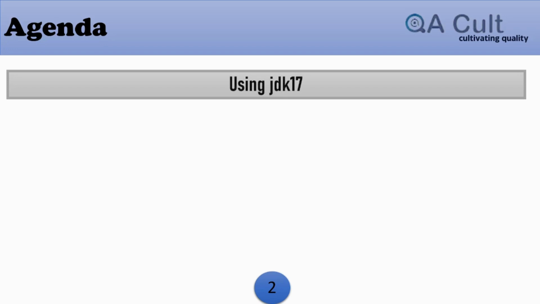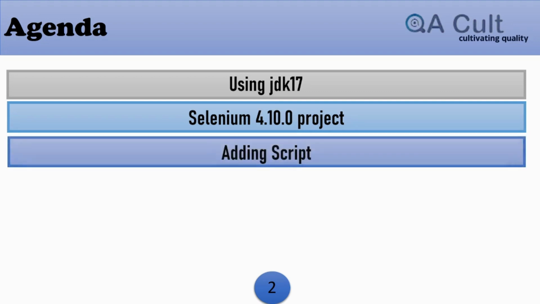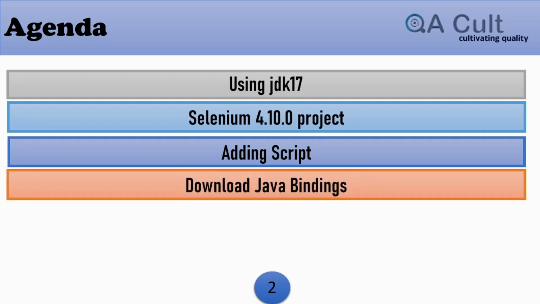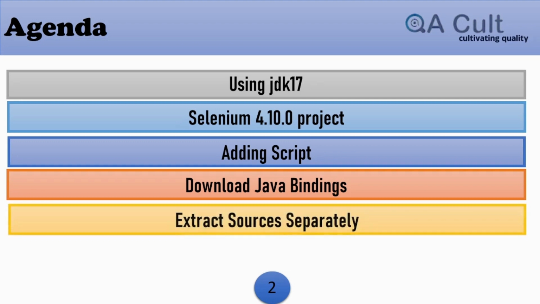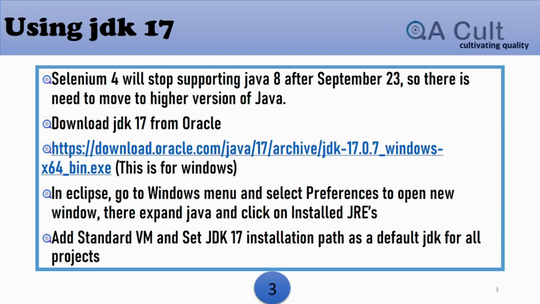First we will be using JDK 17 in our project, and then we will include the jar of Selenium 4.10, and then we will add a simple script using dynamic waits to understand the sources which we can add to it. Then I will show how we can download the Java bindings, then separate the source jars and include the sources in the project.